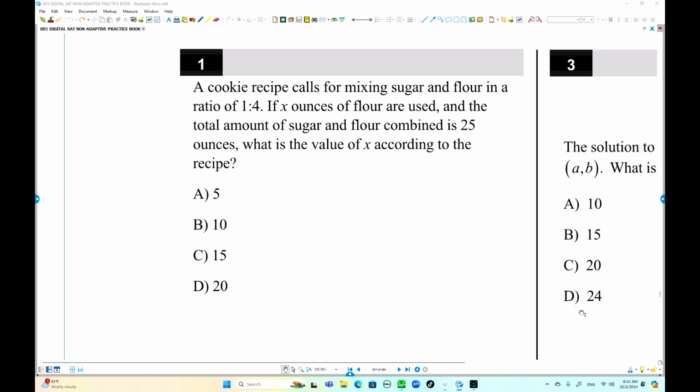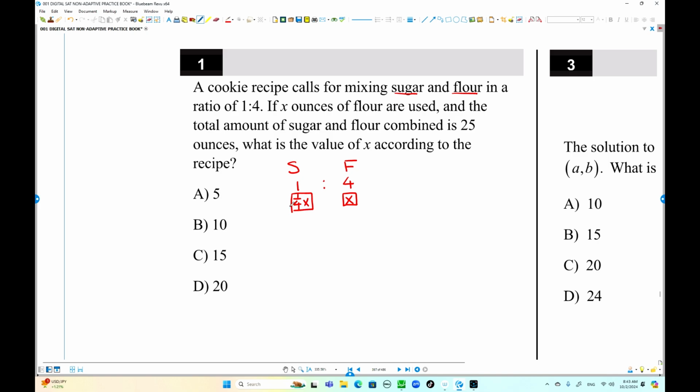Okay, here is number 1. So we have a recipe for mixing sugar and flour, okay? The ratio is 1 to 4. If this is number x, the other one will be 1 over 4x, right?